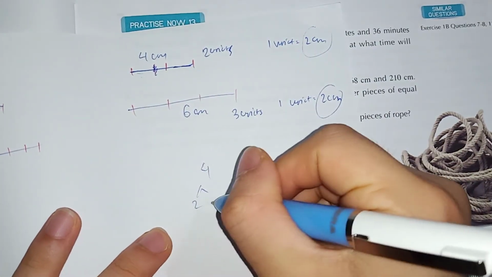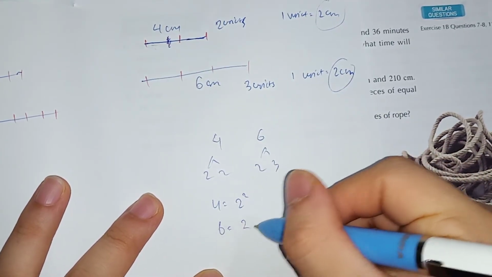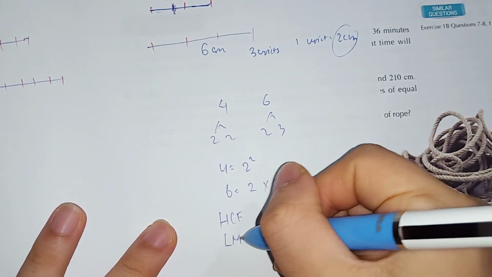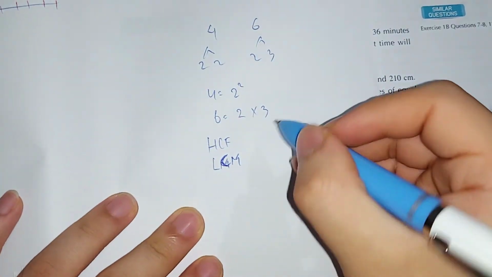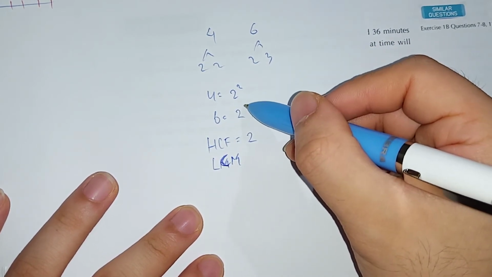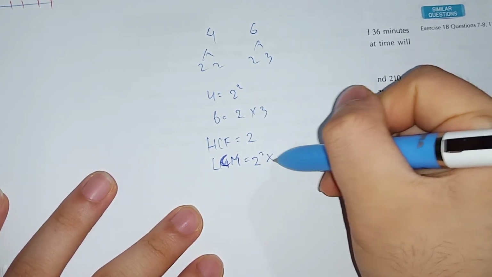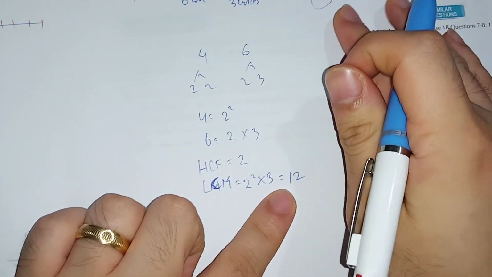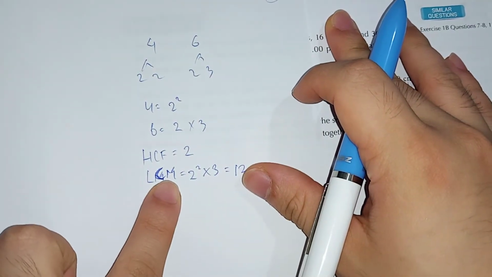4, 6, 2, 2, 2, 3. So 4 is 2 to the power of 2. 6 is 2 times 3, right? So HCF or LCM? LCM. Which one? Now, the answer is HCF because in HCF we just take 2, right? 2 to the power of 1, the smaller one, and we don't take 3. While in LCM, we take 2 to the power of 2 and 3, which becomes 12. 12 is bigger than this, yeah? It's logical because it's the multiples.